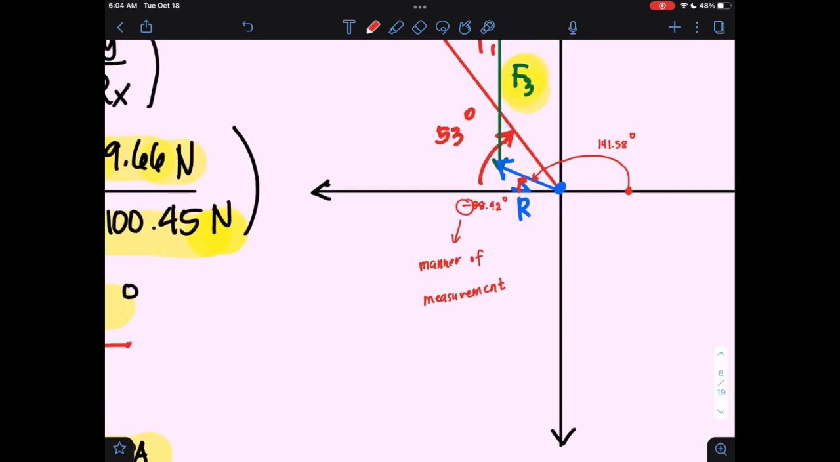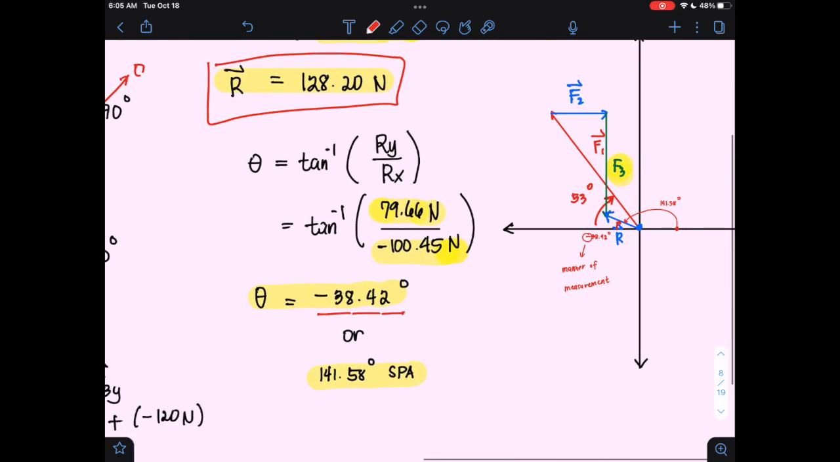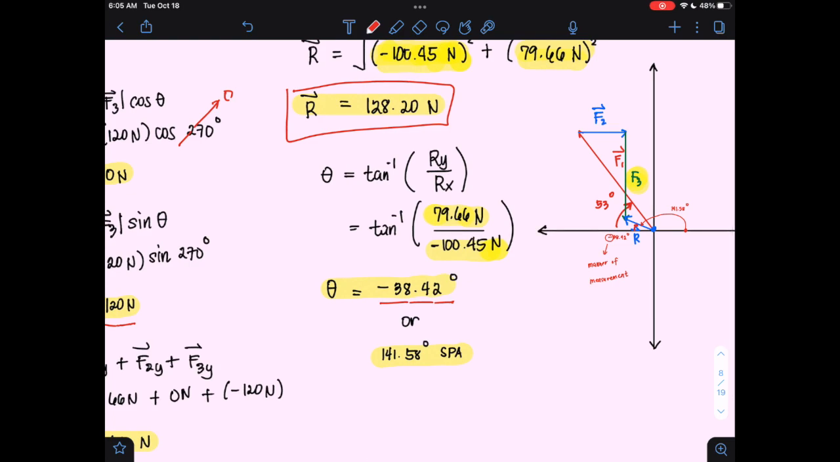So the angle, okay ra gihapon if inyong ihatag sa akoa negative 38.42, basta i-label lang po siya from the negative x-axis. Kanang negative 38 na siya. So if this, the upper portion, is how you will report your answer, I'm fine with that. But I do encourage na mag-SPA ta para dili ta maglibog. Para pareho tanan og result ba. So SPA, in SPA, that is 141.58 degrees.